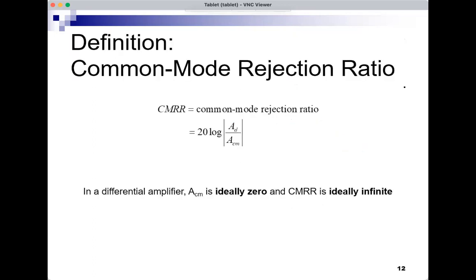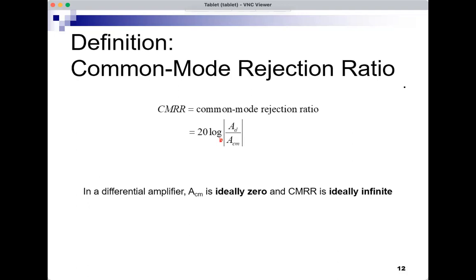Let's define a term before we continue with the circuit design. This is a quantity that we see in op amps and in difference amplifiers. The common mode rejection ratio is 20 log base 10 of the absolute value of AD over ACM. If I have a difference amplifier and it only amplifies the difference, ACM should be 0. And the CMRR would go to infinity.